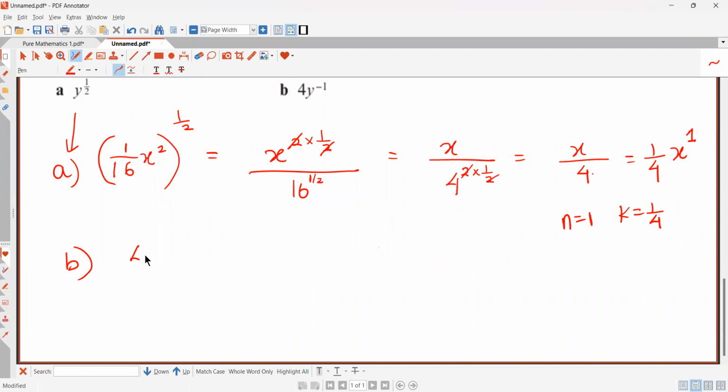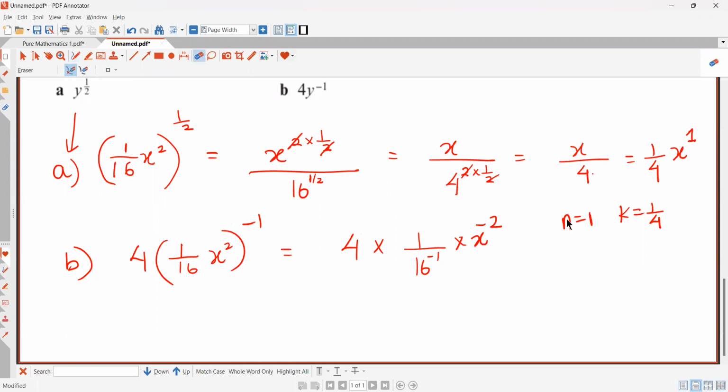Guys, look over here. Can I write 4 open bracket (1 by 16 x square) raised to minus 1? Can I do this? Okay. So if I open it, can I write 4 multiplied by (1 by 16) raised to minus 1 into x raised to minus 2? Can I do this or not? Because this minus 1 was for everyone. Clear? Can I do that?